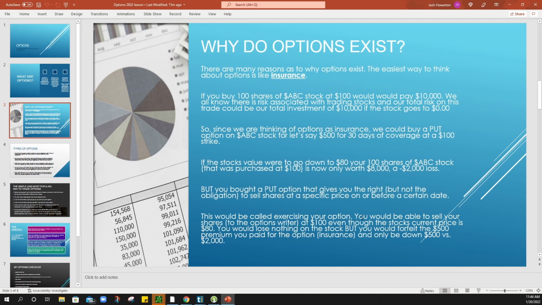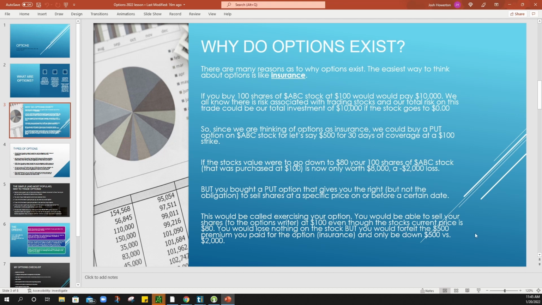But the fact that we bought insurance means we could sell those shares to the insurance company, the option writer, for $100. Where are we getting the $100 from? It was a $100 strike. So even though the stock is only worth $80, they have to buy those shares from you. That's the agreement they made with you. They have to buy those 100 shares from you for $100 because that's the strike, but you have to exercise your right to do so. So instead of losing $2,000, you're breaking even on the stock. You paid $100 a share, you're selling them to the option writer for $100 a share, but you're going to forfeit that $500 premium.